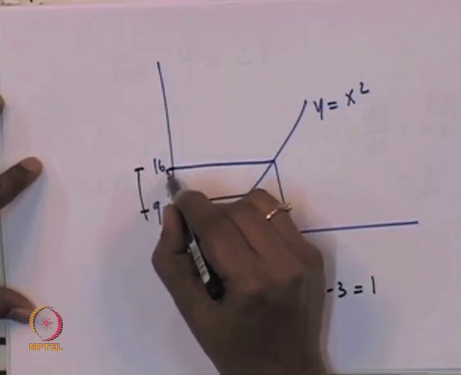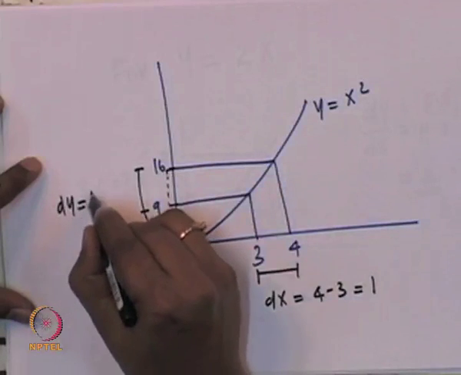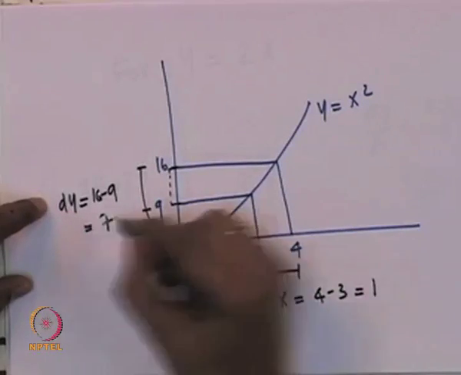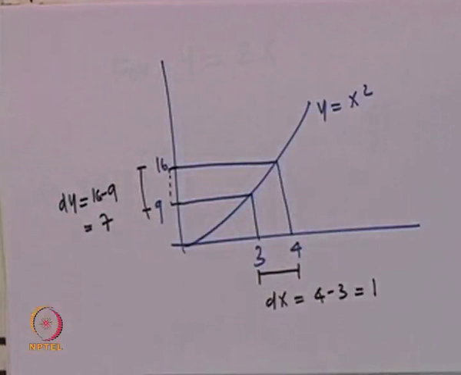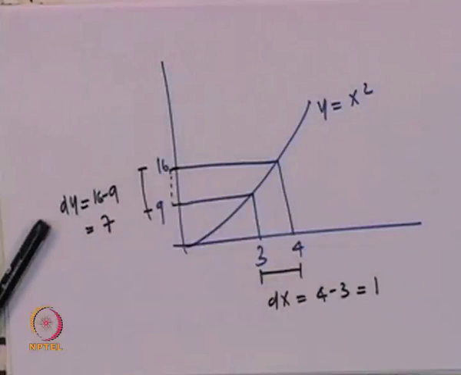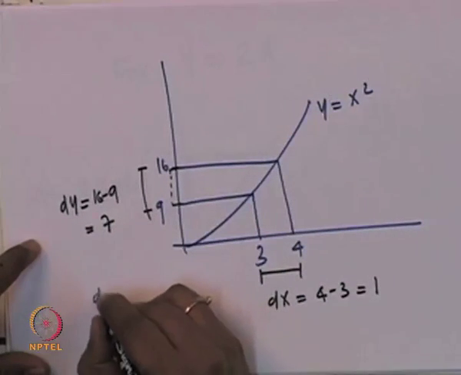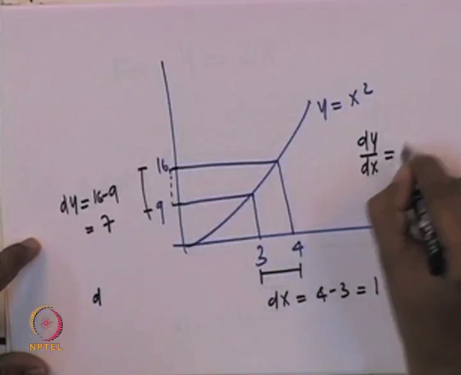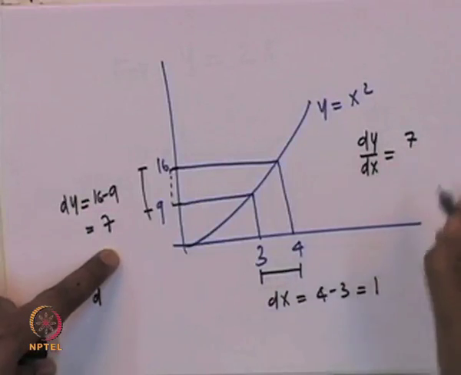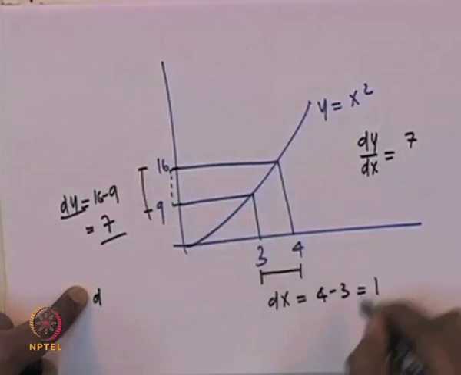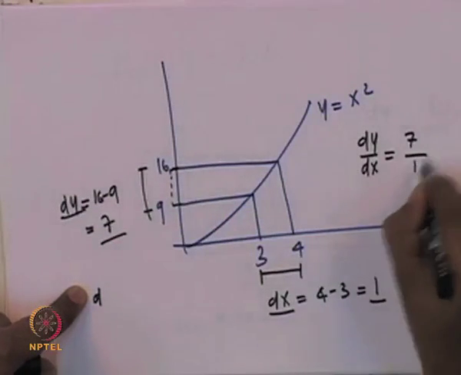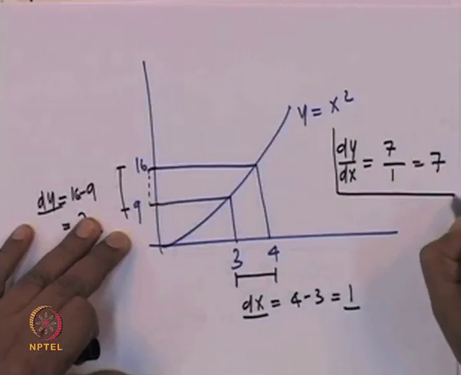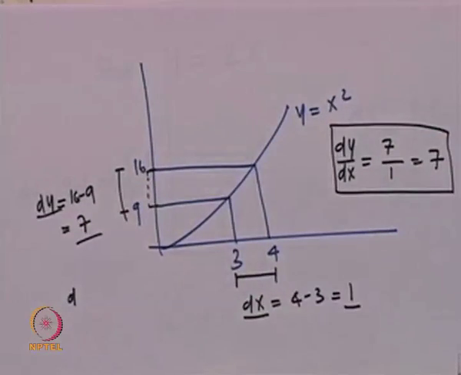So, this much is the dy. dy is 16 minus 9, which is 7. So the value we got is 7. So, let us calculate dy by dx here. dy is 7 and dx is 1. So we found that dy by dx is 7 here when we calculated.